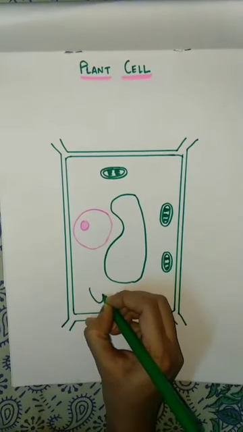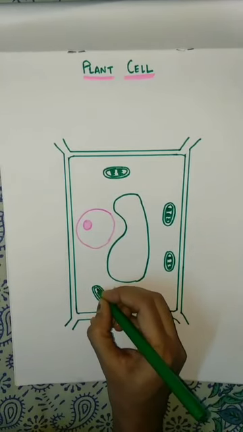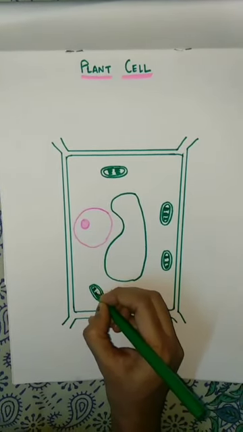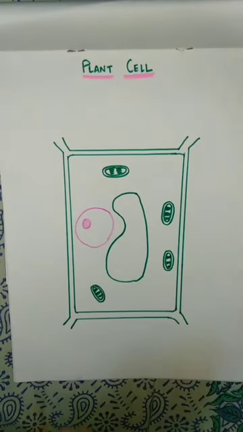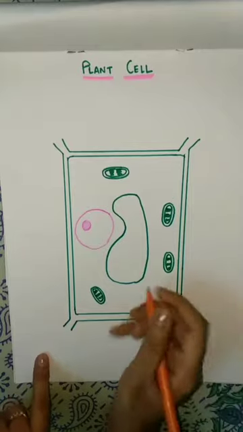So double membranes, so two ovals like this, and you can draw even zigzag lines inside because you cannot see the stacks of grana so clearly.